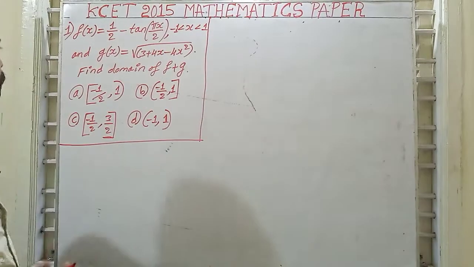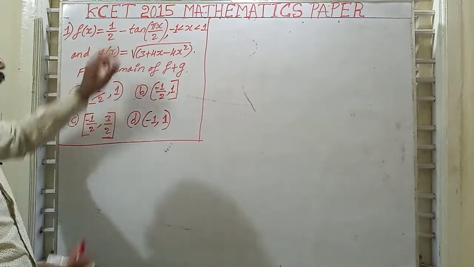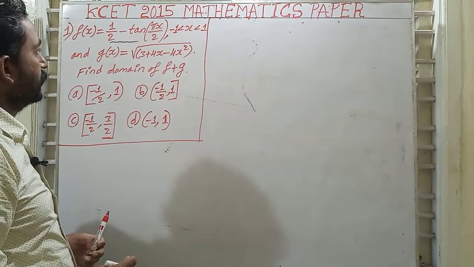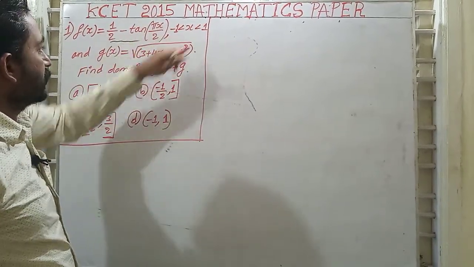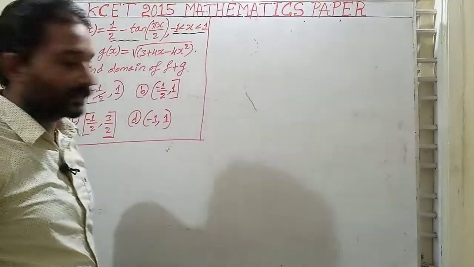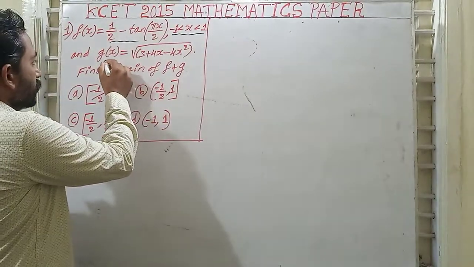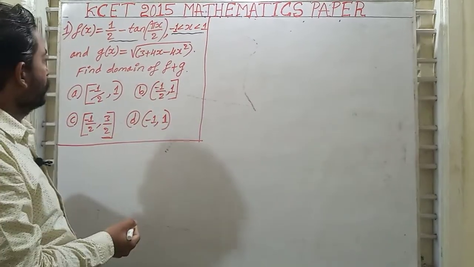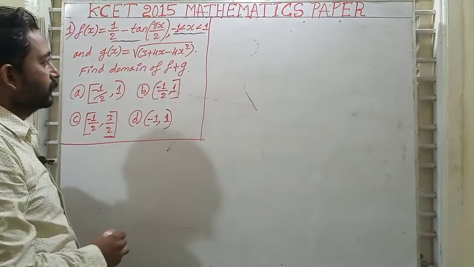In this question, f of x is given as 1 by 2 minus tan of x by 2. So the domain of this function is x strictly greater than minus 1 and strictly less than plus 1. And g of x is also given as square root of 3 plus 4x minus 4x square. Find the domain of f plus g.